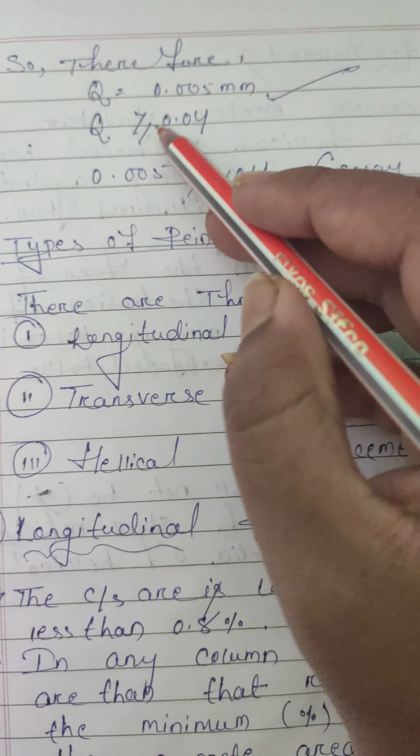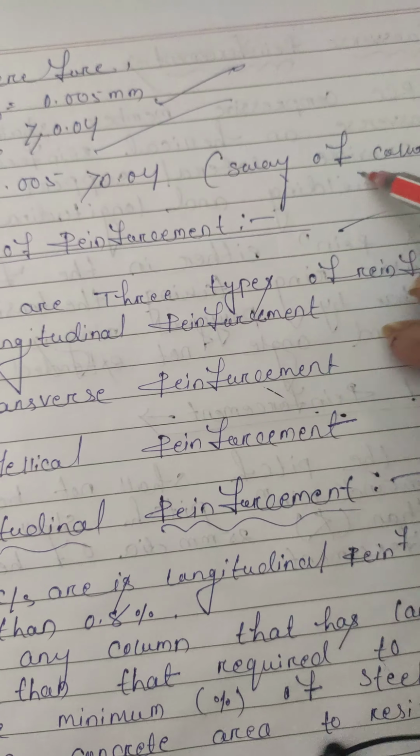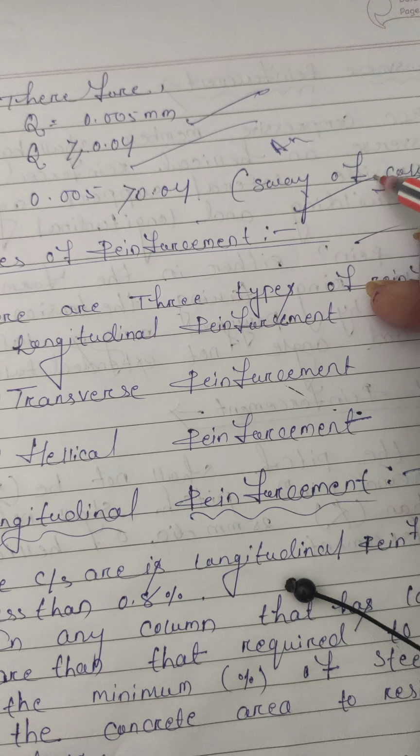So Q is greater than or equal to 0.04, therefore the column is a sway column. The answer is a sway column.